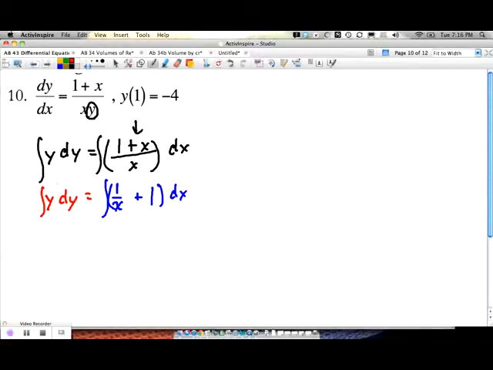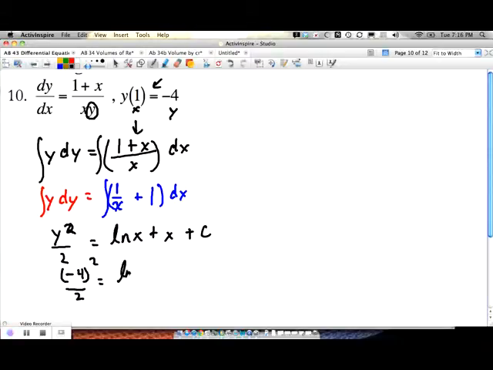So after I integrate both of those, I'm going to have y squared over 2 on the left. And on the right, I'm going to have natural log of x plus x. And then I'm going to add a c, a constant, over here. Now I'm going to go ahead and use this information right now. Y of 1 equals negative 4. That means that this is my x and this is my y. When I plug in x is 1, then y is negative 4. So it means negative 4 squared over 2 equals natural log of 1 plus 1 plus c.